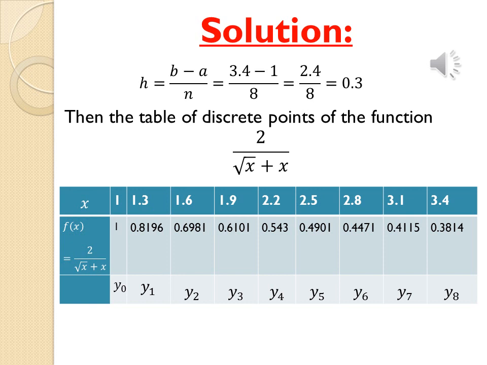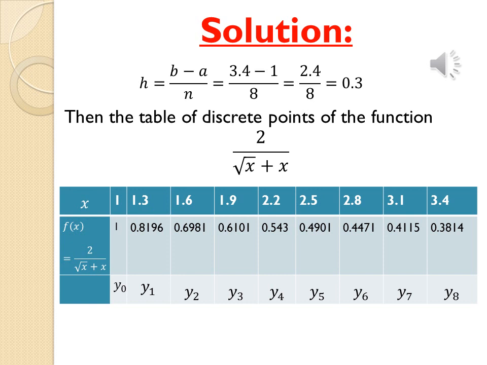If we count these points, 1, 2, 3, 4, 5, 6, 7, 8, 9. It is 9 points, but the interval between 1 and 1.3 is 1 interval. So it's equal to 8 intervals. We see that it's x. What's f of x? F of x is equal to 2 over square root x plus x. That's f of x, meaning y.